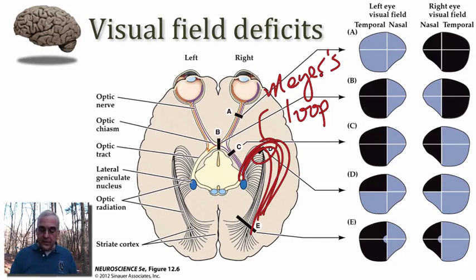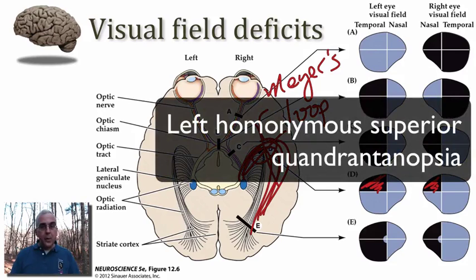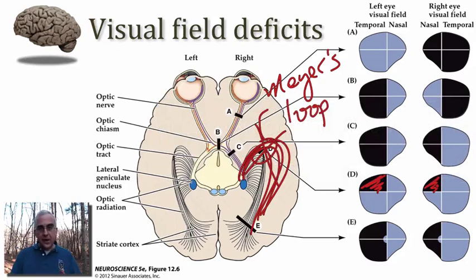So if we had damage to these axons, then what we would see is loss of the representation of the contralateral superior quadrant of the visual world. So this would be an example of a left-sided homonymous quadrantenopsia. Do you see how we used all of those terms? So it's left of midline. It's a quadrant that's lost, so a quadrantenopsia, and it's homonymous. That is, it's the same side of the midline that's lost in the visual field of each eye.